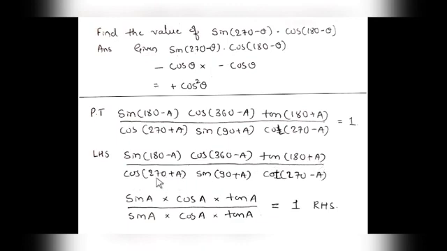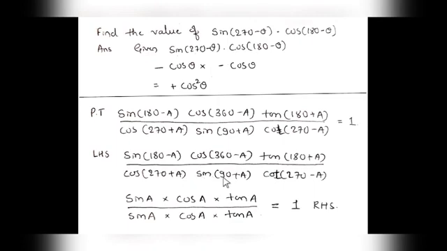Cos 270 plus A. 270 plus A is in the fourth quadrant. Cos is positive. Cos will change because of this 270 plus or minus theta. So cos will become sine directly, angle A. Sine 90 plus A is in the second quadrant. In the second quadrant sine is positive.